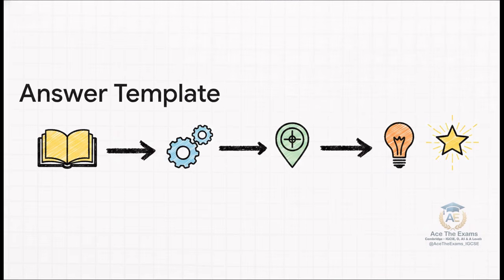Start with a precise technical definition. Next, detail the physical mechanism or step-by-step software process. Then, directly apply it to the scenario given in the prompt. And finally, state the specific advantage or consequence of using that technology. If you hit all 4 of those, the examiner has no choice but to give you full marks.